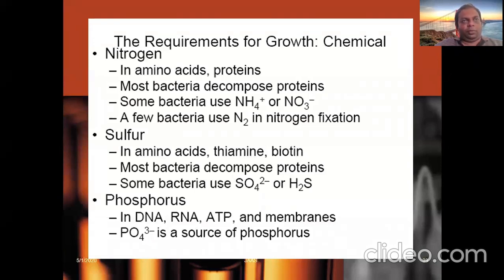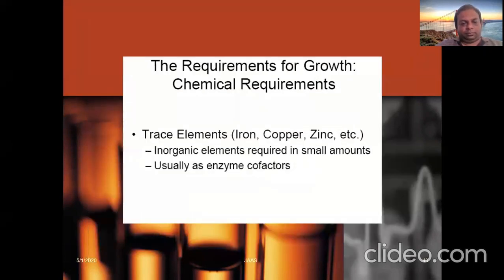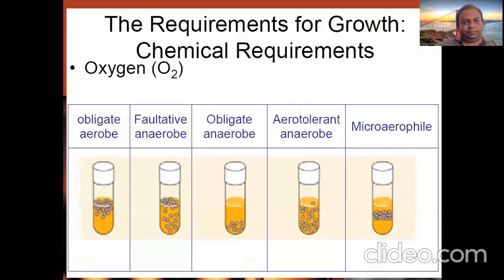They also decompose proteins. Some may produce sulfates or sulfides, hydrogen sulfide as well. Phosphorus is a backbone molecule for DNA, RNA, and ATP, and for phospholipid membranes. Further, trace elements like iron, copper, and zinc are very much essential. Usually they act as enzyme cofactors.